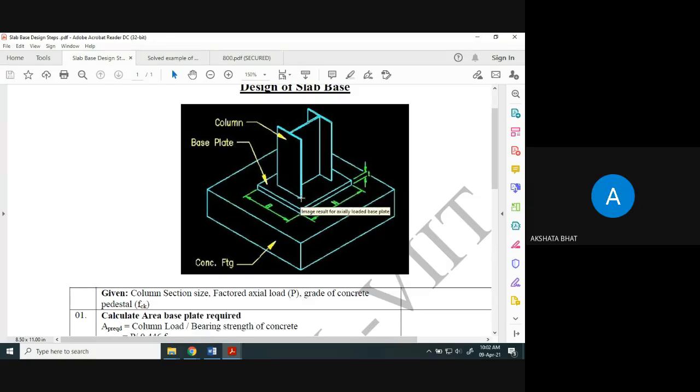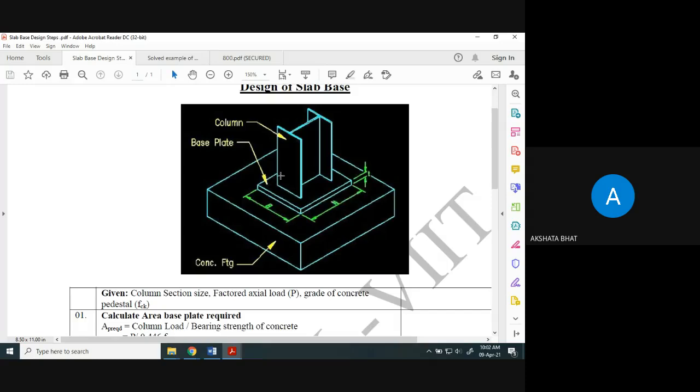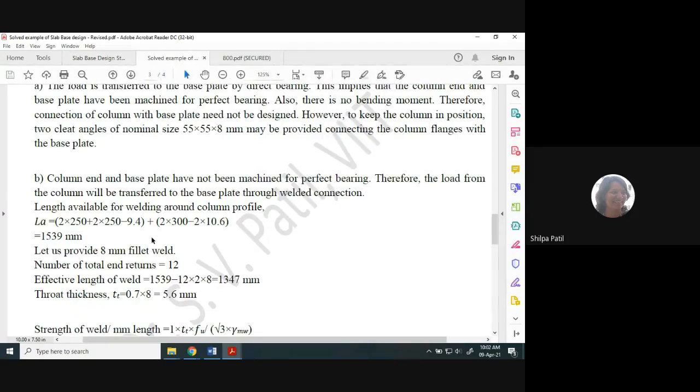Yes, ma'am, but we have to subtract the thickness of the flange 2 times because on each side the flanges are there. So we have subtracted 2 times here. 2 into 10.6. No, that should be 4 into 10.6. Okay, from the other side also you have considered. Yes, ma'am. Right. The other side I completely forgot here, while considering the web and also while considering the flange. Fine, I will make the correction.